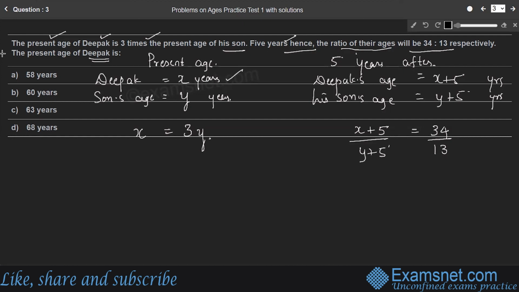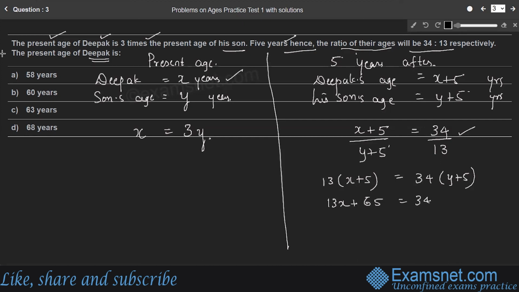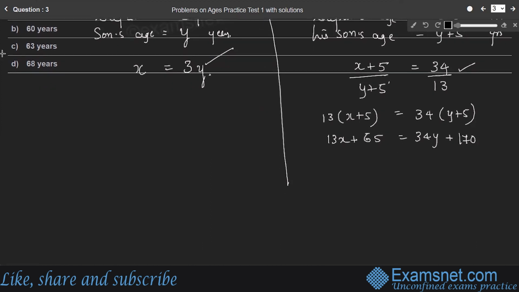So here, 5 years hence, just simplify this one. 13 into X plus 5 is equal to 34 into Y plus 5. 13x plus 13 into 5, which is 65, is equal to 34y plus 34 into 5, which is 170. Here x is equal to 3y, so Deepak's age is 3 times his son's age. Therefore, his son's age y is equal to x by 3.